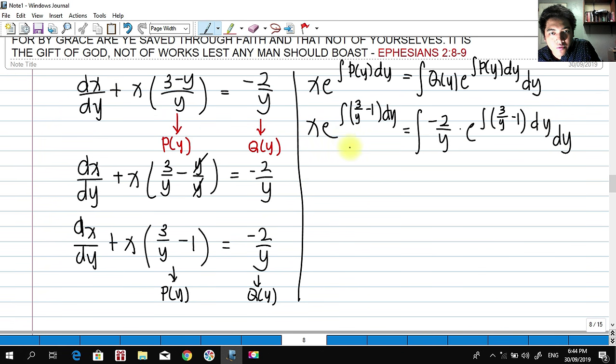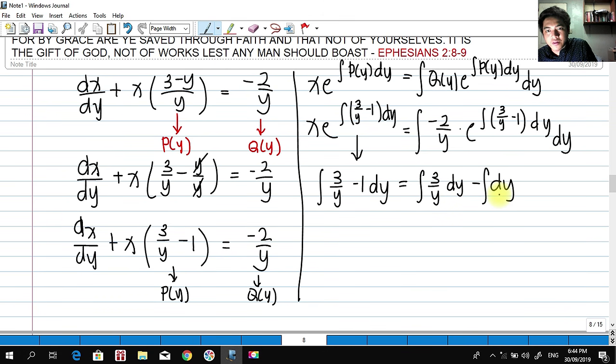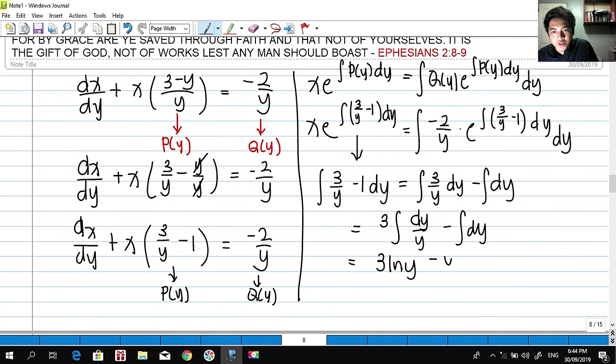Notice, first let's evaluate the integral. I'm going to first evaluate the integral of (3 over y minus 1) dy. We can separate the integral sign and the dy. So we have the integral of 3 over y dy minus the integral of 1 dy. I can factor out 3 outside the integral sign. We have dy over y here minus the integral of dy. So you can see we can integrate this: the integral of dy over y gives 3 ln of y minus y.